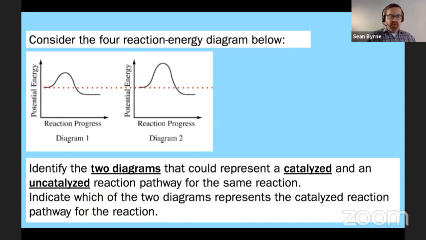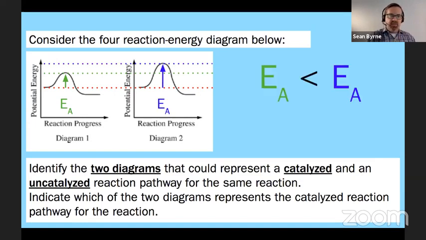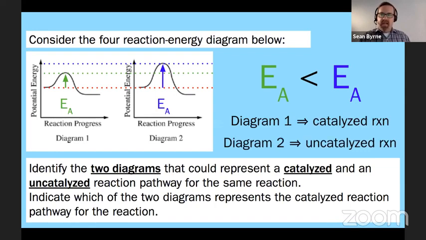And now the second part is to identify which one is the catalyzed reaction. Okay, and so what I'm going to do is going left to right. Here's our activation energy for the first reaction. Here's the activation energy for the second reaction. Okay, and what I'm going to say is that the activation energy for diagram number 1 is less than the activation energy for diagram number 2. And so diagram number 1 is catalyzed and diagram number 2 is uncatalyzed. Okay, so that's just very qualitative in nature, but we still can make some pretty good conclusions about what's happening in each of these diagrams, in each of these graphs.